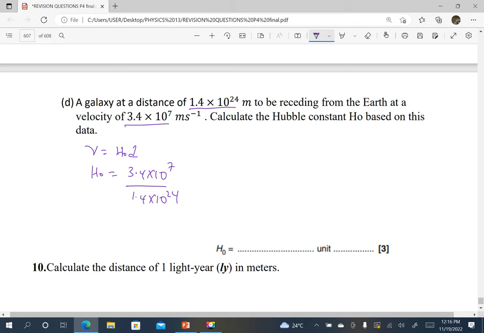From my calculator, I have Hubble's constant as 2.43 times 10 power negative 17. And since the velocity is in meters per second and the distance is in meters, my unit is per second.